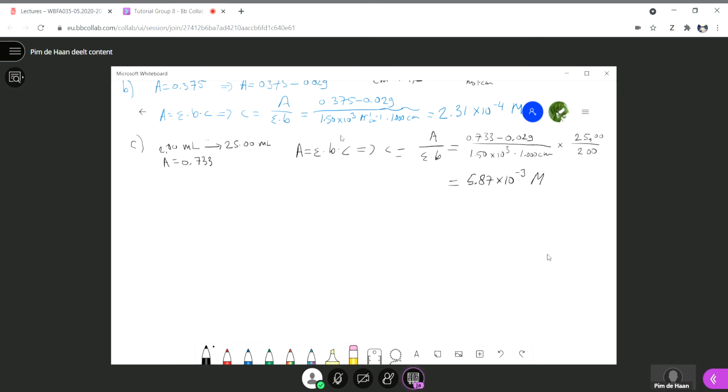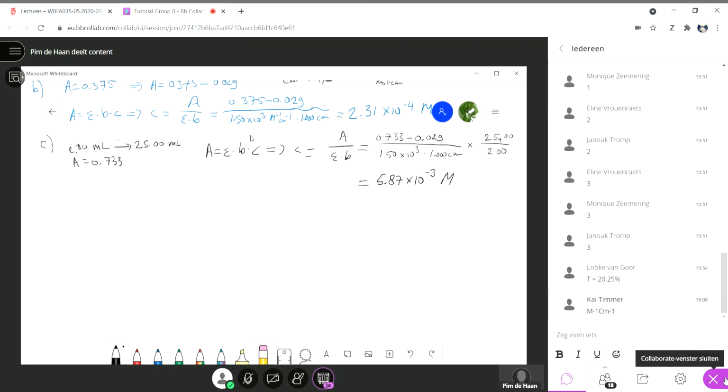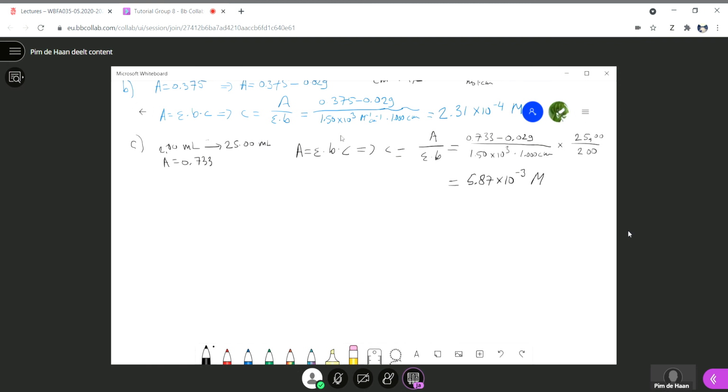molar. Okay. Why would you dilute this in the first place? Why not just analyze it straight away? Any suggestions?